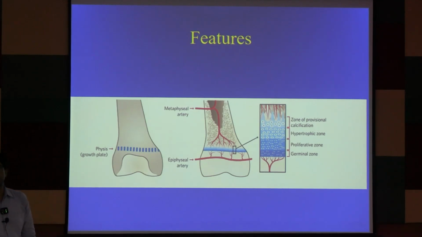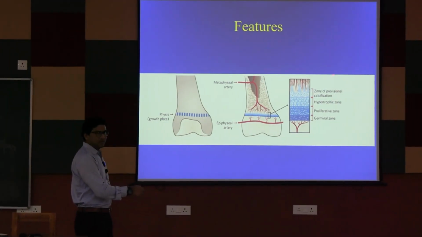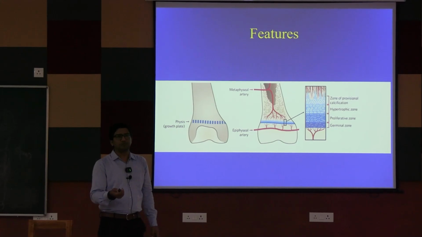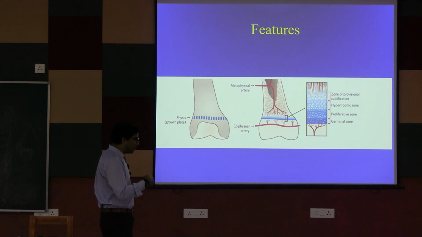So in rickets, what happens? This part is not mineralized. So the cells are getting produced, they proliferate, they hypertrophy, they get piled up, they produce matrix, but it is not getting mineralized. So they produce soft bone. Okay, it is not the normal bone. The problem is the quality of the bone.